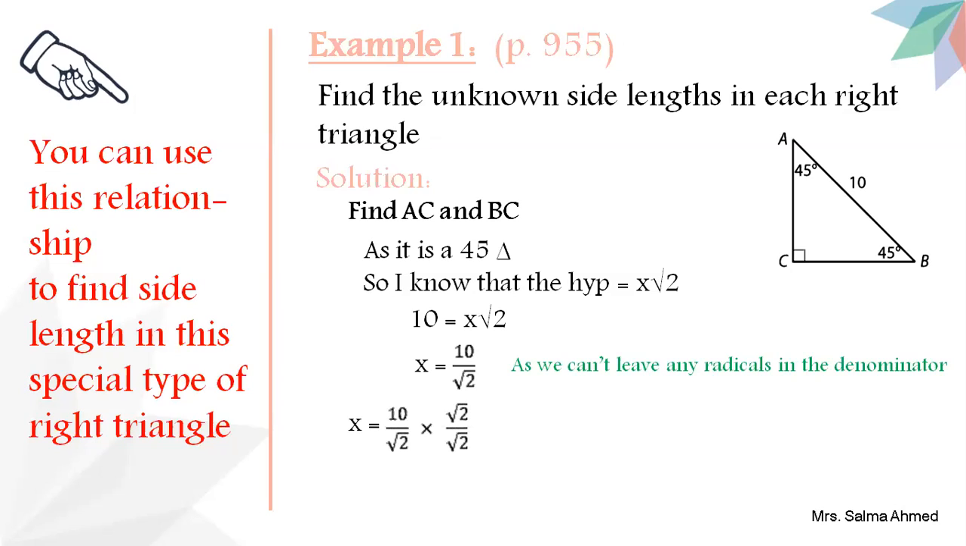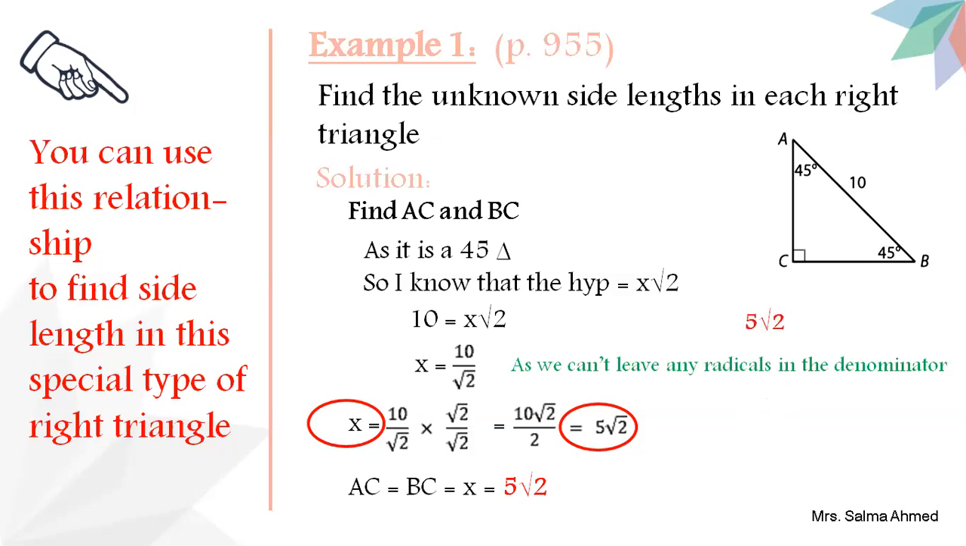So it will be 10 over root 2 times root 2 over root 2. It gives me 10 times root 2, which is 10 root 2, and root 2 times root 2 gives 2. After simplifying, 10 over 2 gives me 5, and root 2 stays as it is. So here is the same answer that we got from the previous slide. It gives me 5 root 2 also, so the two legs AC and BC equal 5 root 2. So here are the two legs that we found.